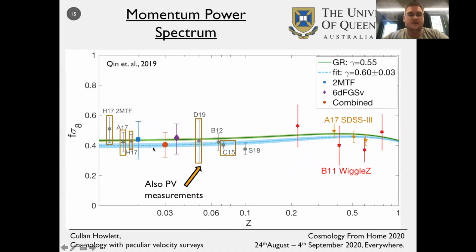Another takeaway here is that if you were to naively combine all this data and fit what the preferred value of the growth rate is using this gamma parameterization, you would find a slightly higher value of gamma. You should take this with a grain of salt, because we haven't included correlations between any of these data points, even though some of them use the same data. But there is some hint at the moment that the growth rate of structure prefers slightly larger values of gamma. And it'll be interesting in the future to see whether this goes away.